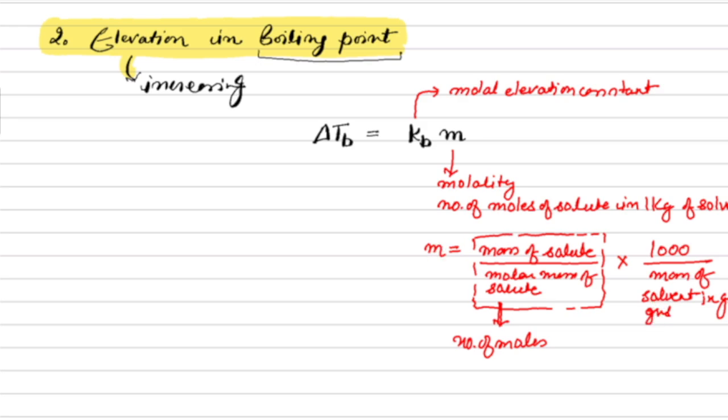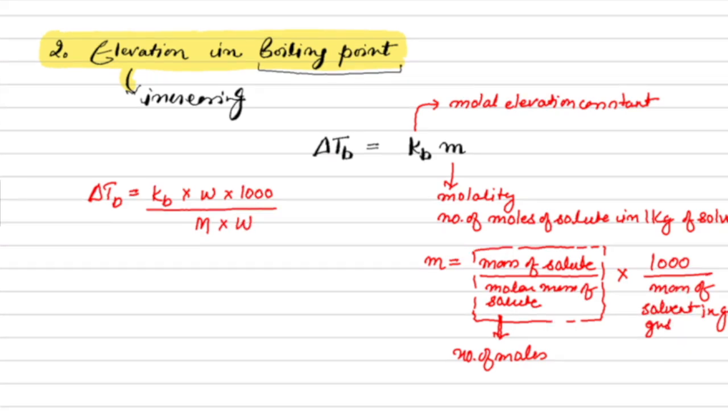And now let's write it thoroughly. So first, delta TB will be equal to Kb. And in the molality, I'm putting all this so that we remember it as a unit, as a formula. That will be the given mass, small w I'm representing, then multiplied by 1000, then divided by the molar mass, capital M, of the solute, and then multiplied by the mass of the solvent in grams. Remember that this value is in grams. Please note that this is capital W, the mass of the solvent. Don't get confused with the smaller one, which is for solute.